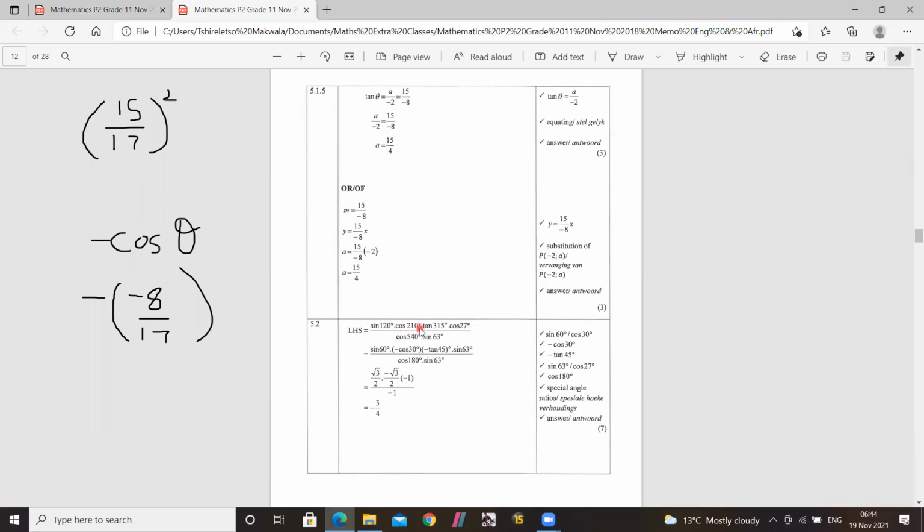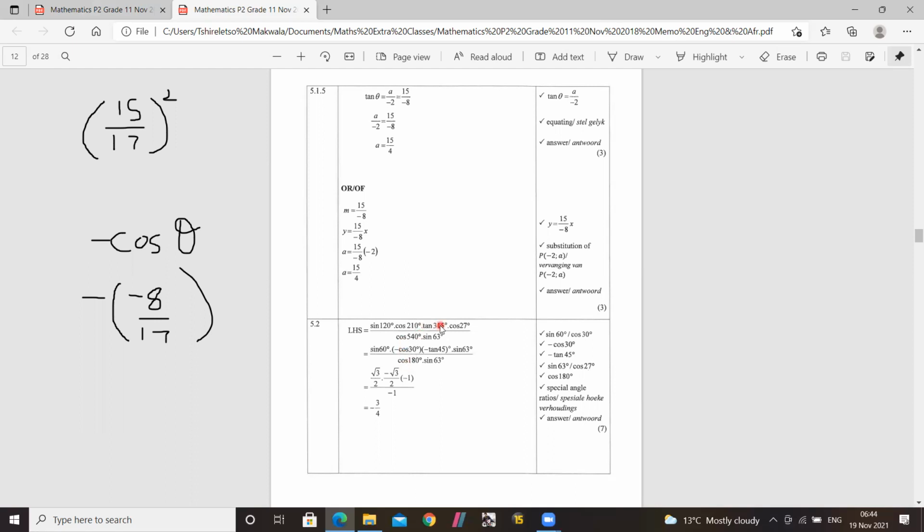Cos 210 is the same as saying cos 180 plus 30. And cos 180 plus 30 is in the third quadrant. Cos is negative in the third quadrant. That's why the answer after they reduce this is negative cos 30.